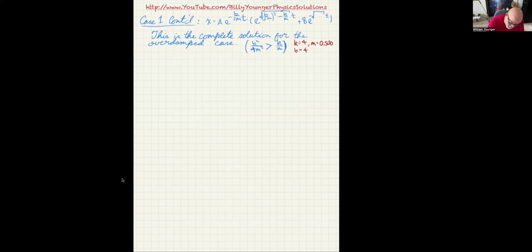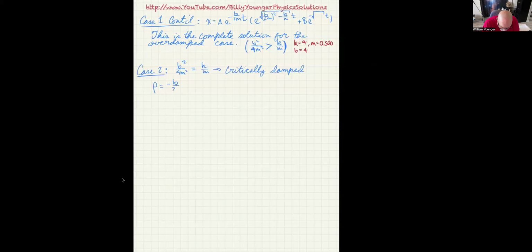Now we're going to consider case 2. Case 2 is going to correspond to b squared over 4m squared is equal to k over m. This one is called critically damped. Now, for this case, rho, which was equal to negative b over 2m plus or minus the square root of b over 2m quantity squared minus k over m, that was rho, but this part's going to be 0. Therefore, we only have one solution.